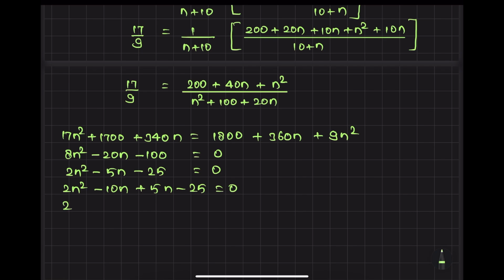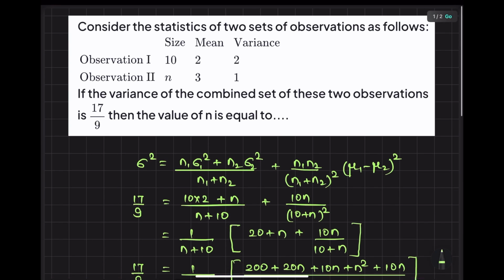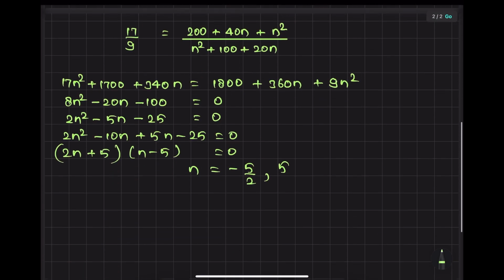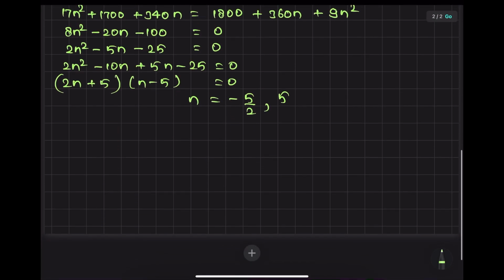Now we will take 2n common from the first part, 5 common from the next part, and then we will have n minus 5. So I can say that the value of n is minus 5 by 2 or 5. You know that n is the number of members. The number of members cannot be a fraction as well as a negative number. So the required value of n is 5.